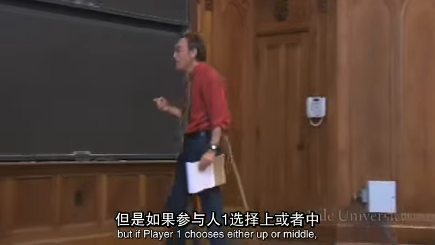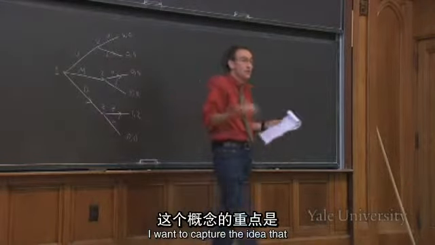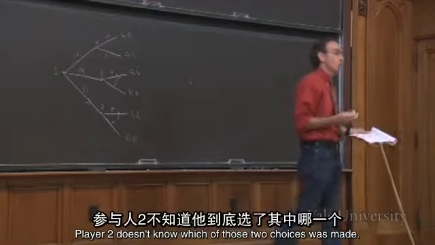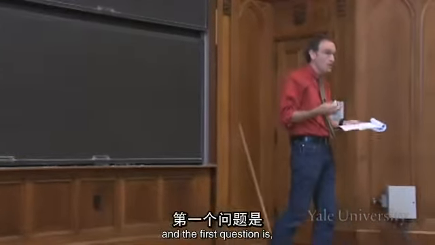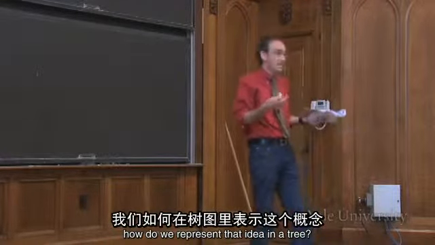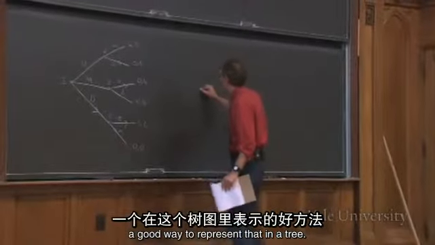But if player one chooses either up or middle, I want to capture the idea that player two doesn't know which of those two choices was made. Right? That's clearly going to change the game a lot. And the first question is, how do we represent that idea in a tree? So let me try and show a good way to represent that in a tree.